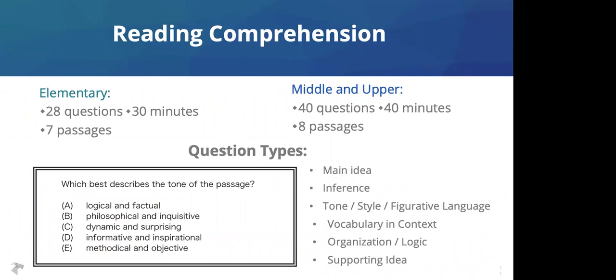The reading comprehension section consists of passages and questions based on the information given in the passage. For the elementary level, you have 28 questions and 30 minutes with 7 passages. The middle and upper levels have 40 questions. You're given 40 minutes and you have 8 passages.